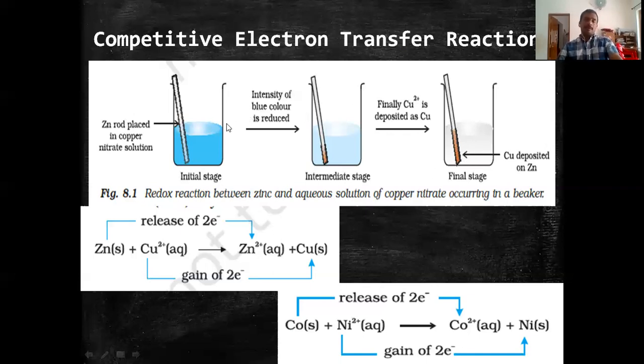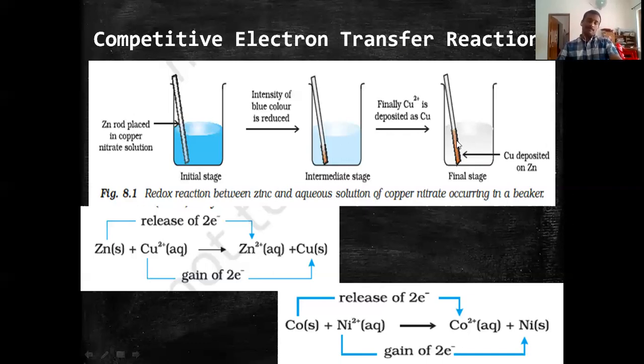So what is actually happening is, when a zinc rod is dipped in copper sulfate solution, when you compare zinc and copper, zinc has more tendency to give electrons. So zinc gives electrons and changes to Zn2 plus, and those released electrons are accepted by copper. Cu2 plus combines with electrons to form copper, and that is deposited here. You can see this brownish color that represents copper. Here the complete copper is deposited as copper metal.